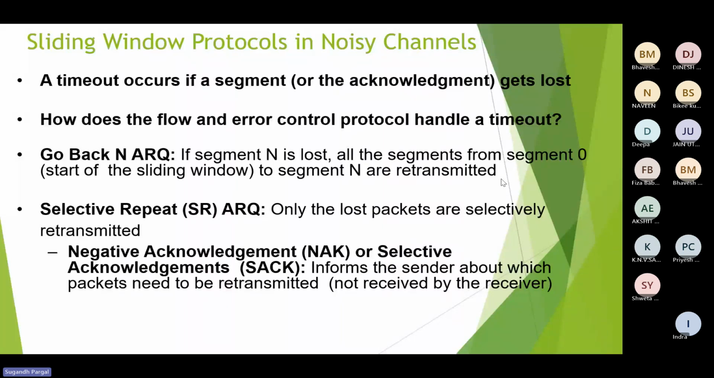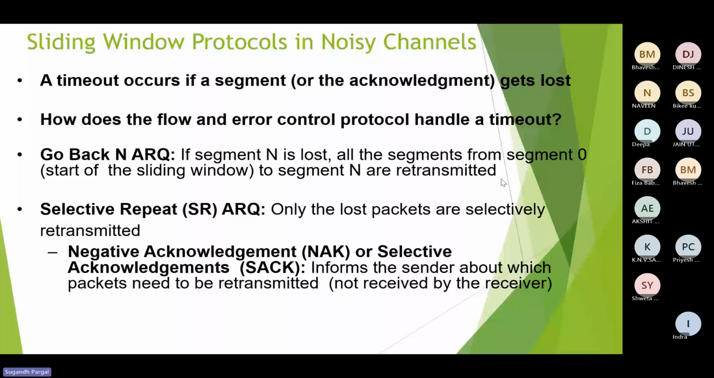One way is Go-Back-N ARQ, that is Automatic Repeat Request. In this case, if a segment n is lost, all the segments from 0 to n are retransmitted again. That is the start of the sliding window. For example, if we are transmitting a sender window of 1 to 4 and the fourth packet gets lost, then again all the packets from 1 to 4 will be retransmitted on that channel. That is the Go-Back-N protocol.